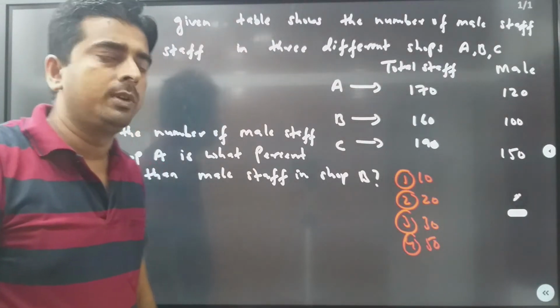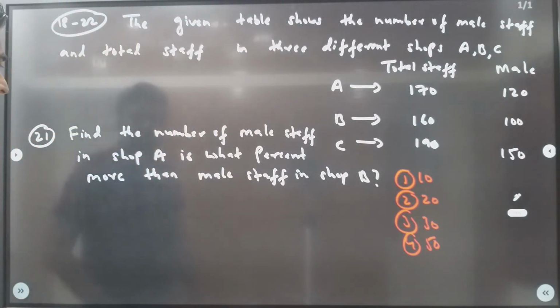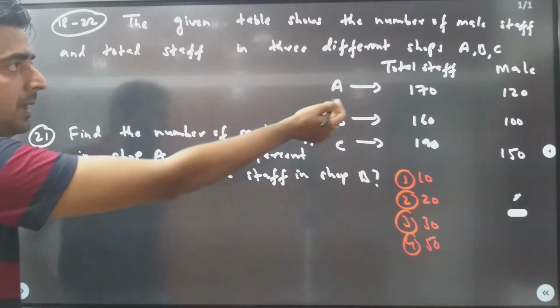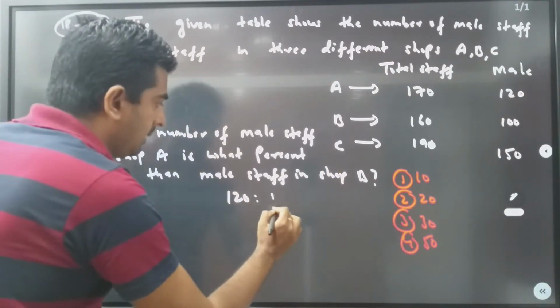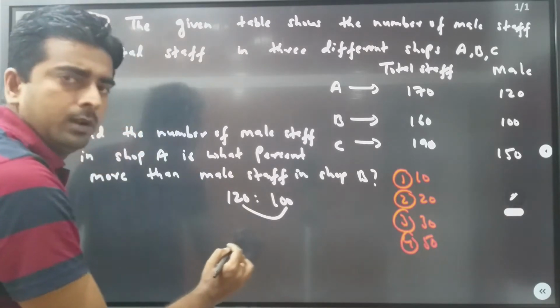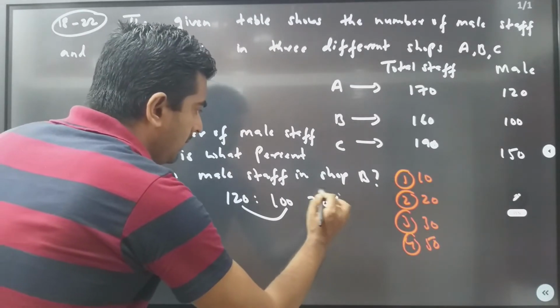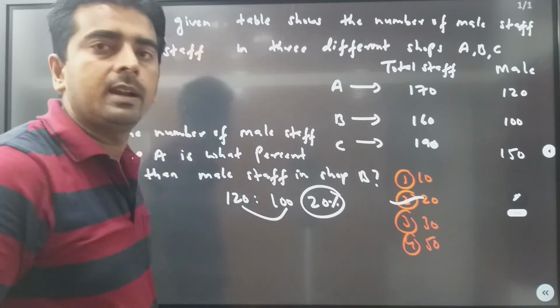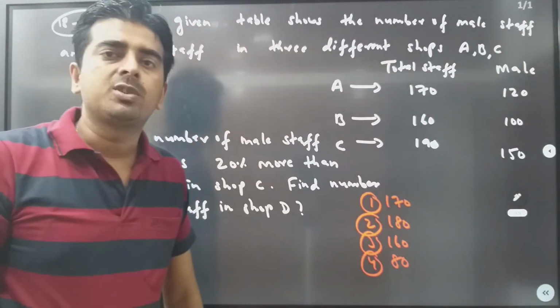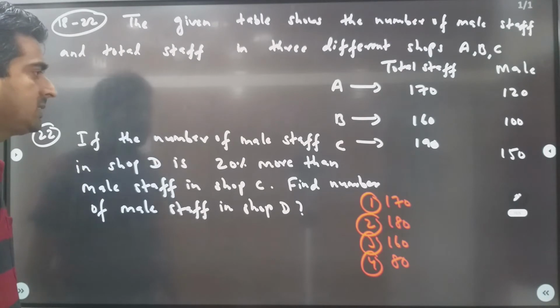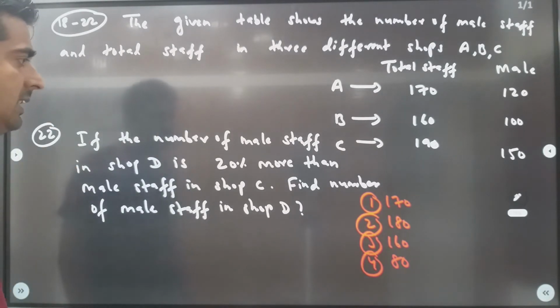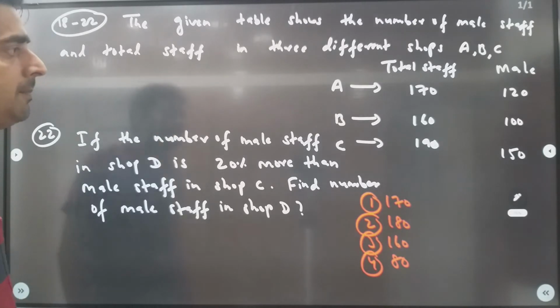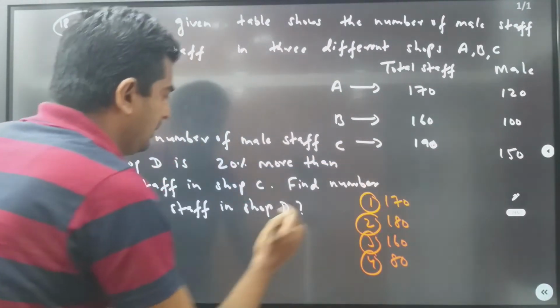So now we'll see question number 21. Find the number of male staff in shop A is what percent more than male staff in shop B. Shop A, how many male staff is there? 120. Shop B, male is 100. Right? How much is it more? 20% directly. My answer is 20%, which is the second option. So now we see question number 22. If the number of male staff in shop D is 20% more than number of male staff in shop C, find the number of male staff in shop D. Shop C, how much male staff is there? 150.